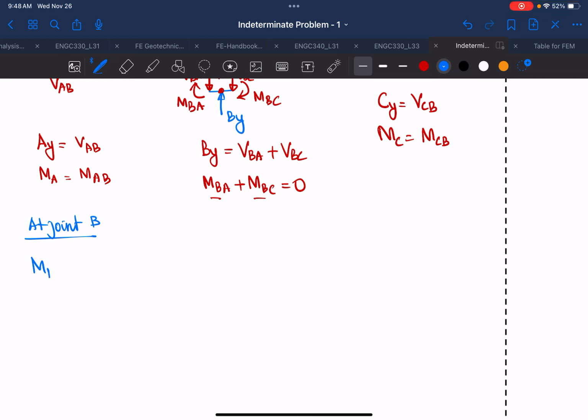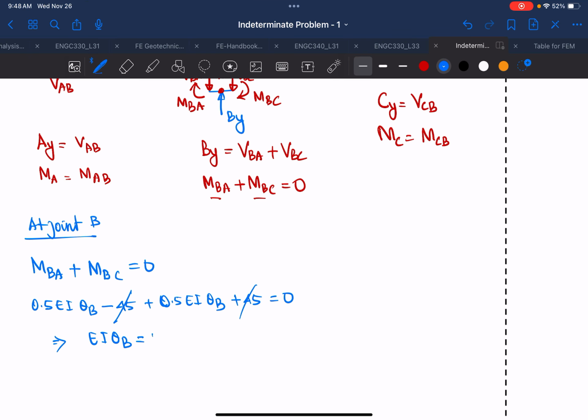and we're going to use this equation MBA plus MBC, because we know the equation for MBA and MBC, and that will be 0.5 EI theta B minus 45 plus 0.5 EI theta B plus 45 equal to 0. So this will cancel each other. So finally, EI theta B must be equal to 0. So we get the final equation for EI theta B.